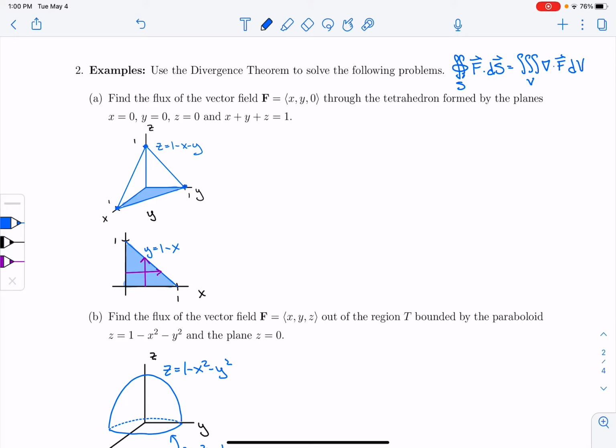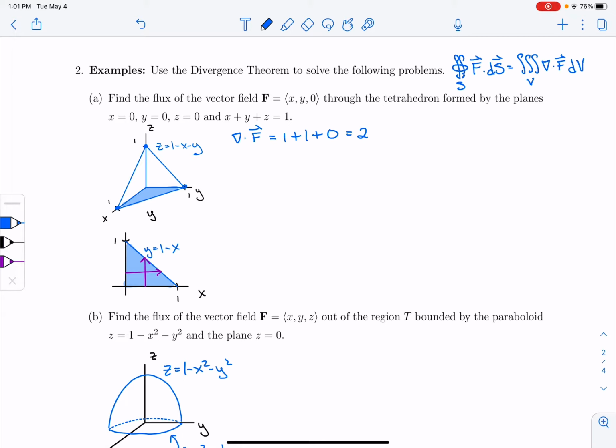So the first thing that I need to do is to calculate the divergence. So the divergence of F is going to be the derivative of x with respect to x, or 1, plus the derivative of y with respect to y, which is 1, and then the derivative of 0 with respect to z, which is 0. So the divergence is actually just a constant, 2.